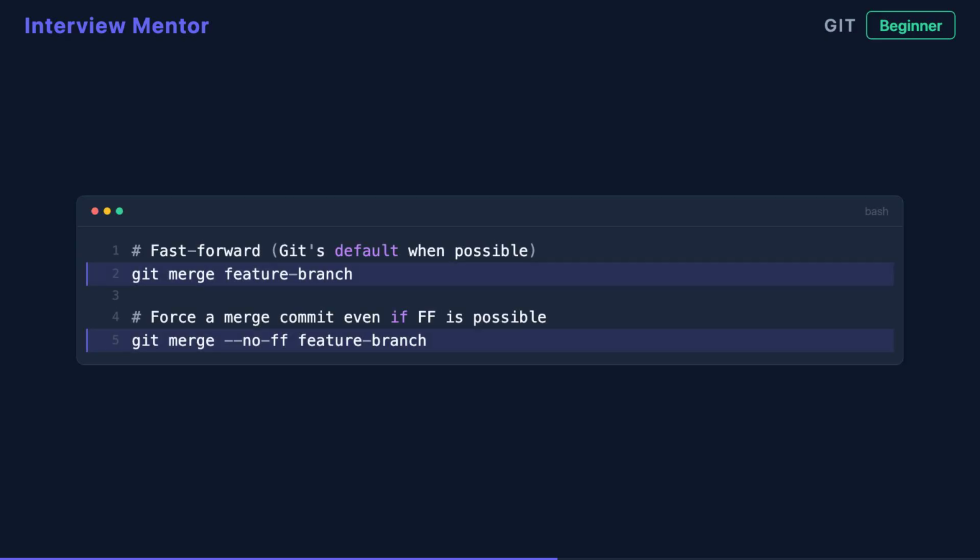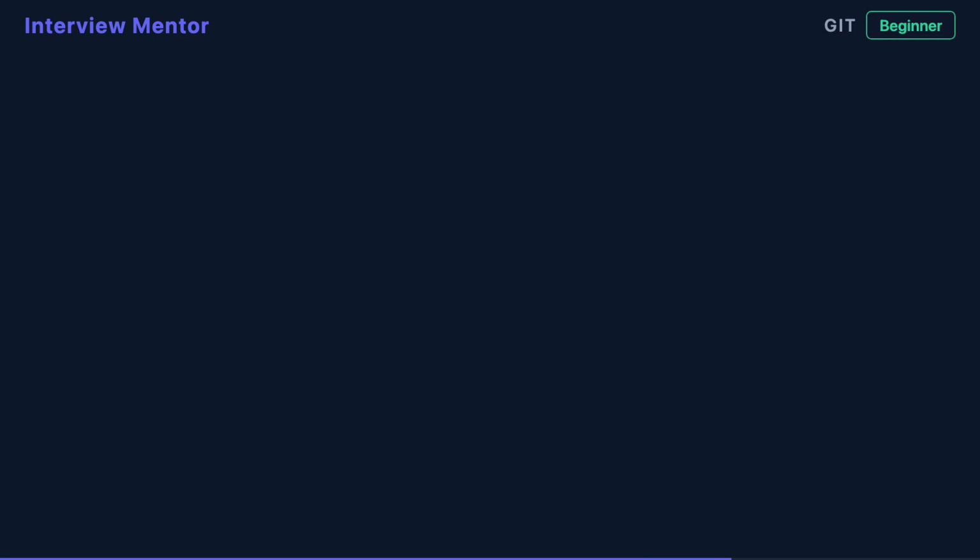Git uses fast forward by default whenever the conditions allow it. To force a merge commit, even when fast forward is possible, use the --no-ff flag. This keeps a visual record in your history that a feature branch was merged. Either way, fast forward results in a clean linear commit history.